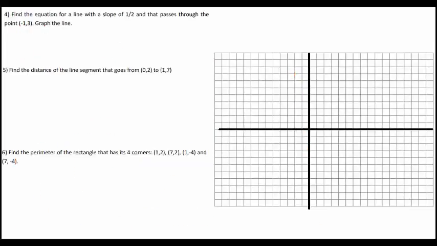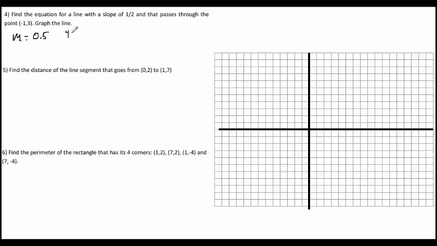And now for the last part of homework 10. Number 4 is kind of like the ones that we just looked at. Find the equation for a line with a slope of 1/2 that passes through negative 1 and 3. So we know that the slope is 1/2. I'm going to use 0.5. It's just a little cleaner that way. And we don't know the b, so we'll figure it out.